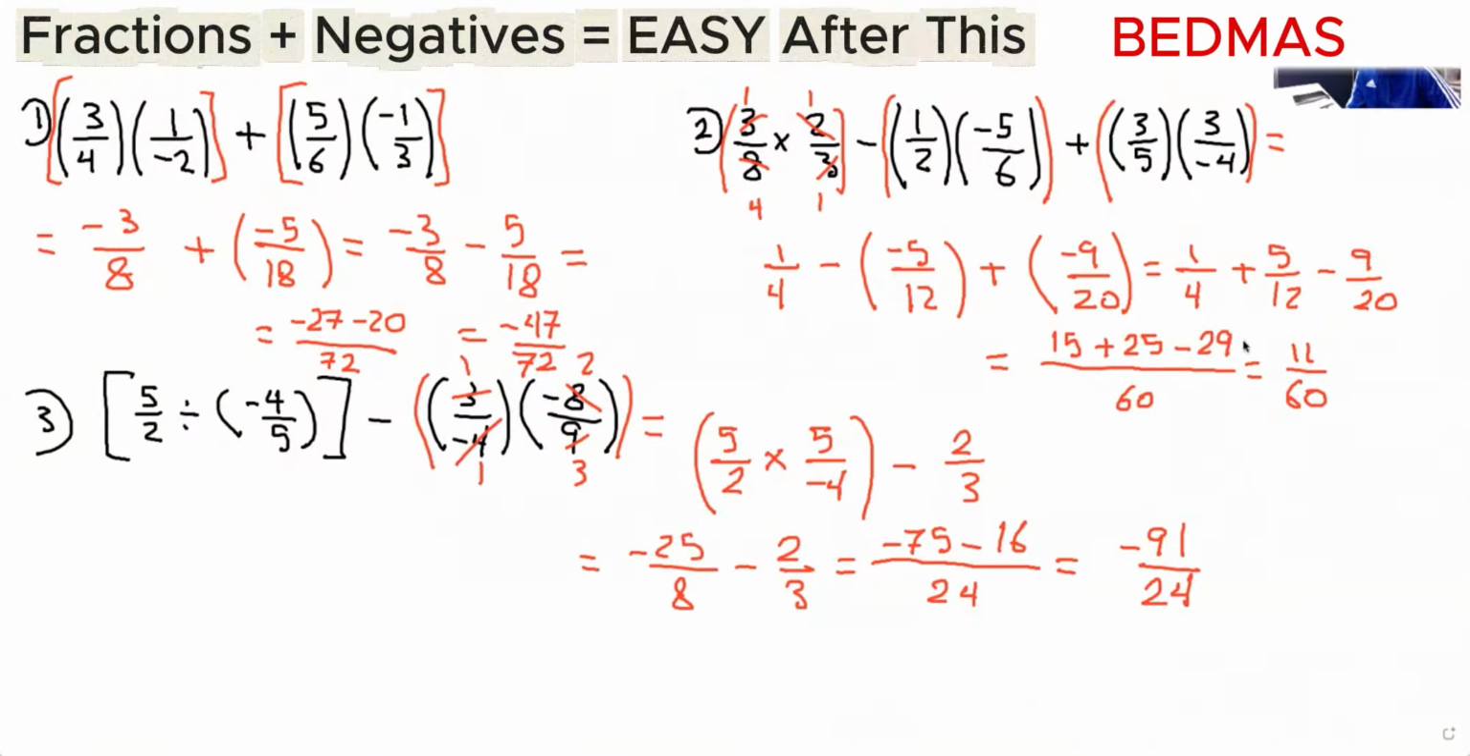Sorry, I just noticed a mistake that I made here. 60 divided by 20 is 3. 3 times 9 is 27. I'm going to fix this. So it is 27. Oops. And that will make this answer 13 over 60.